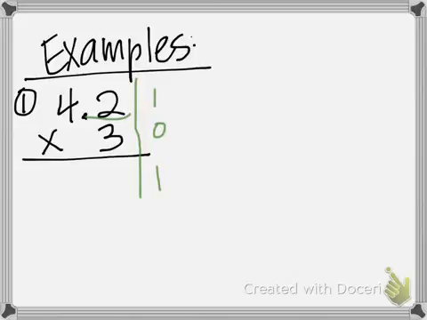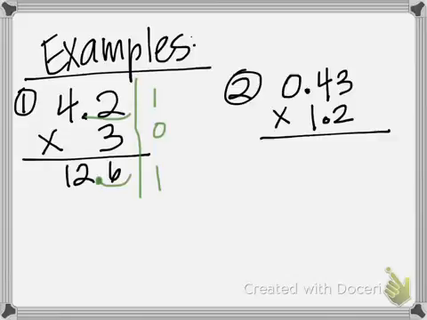Then we do our actual multiplication. 2 times 3, 4 times 3. We bring our decimal place back into our answer. And that's the answer. Let's do another example.